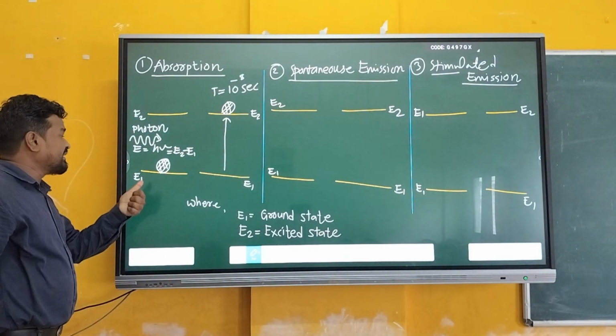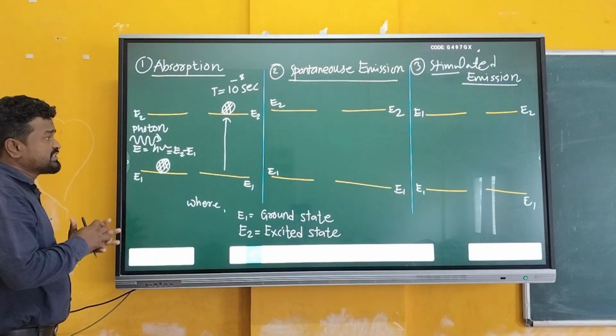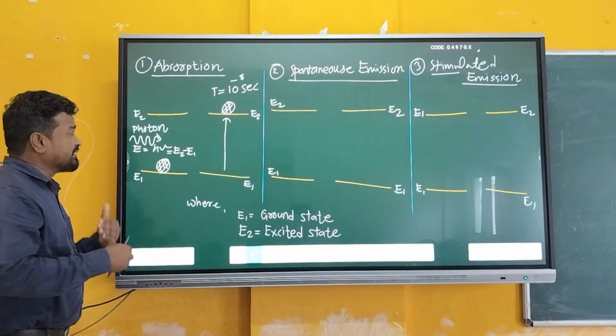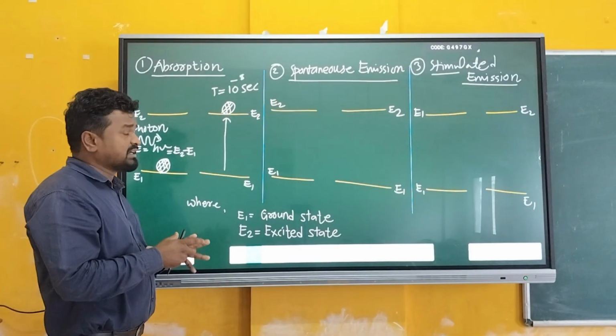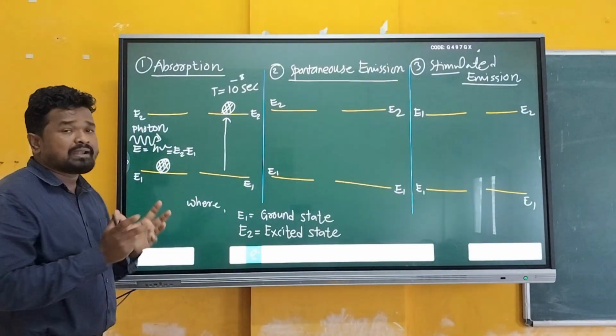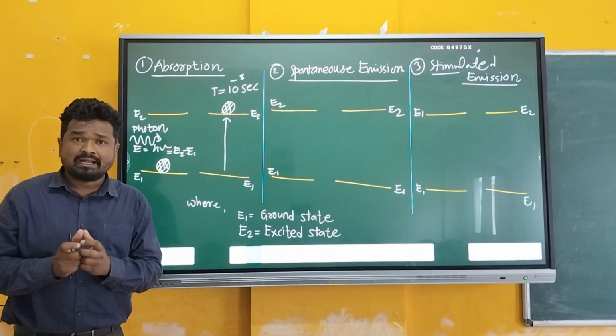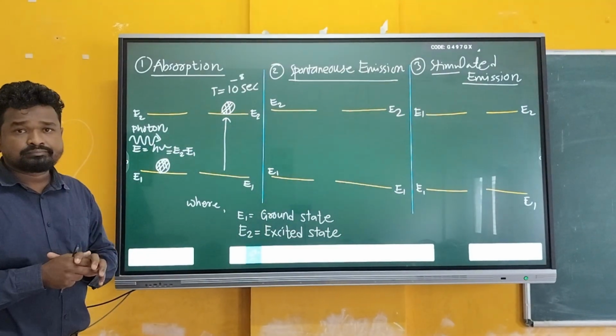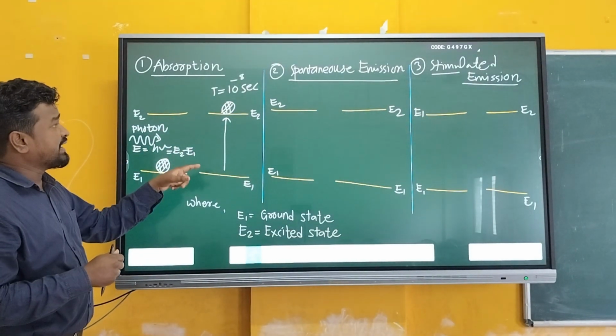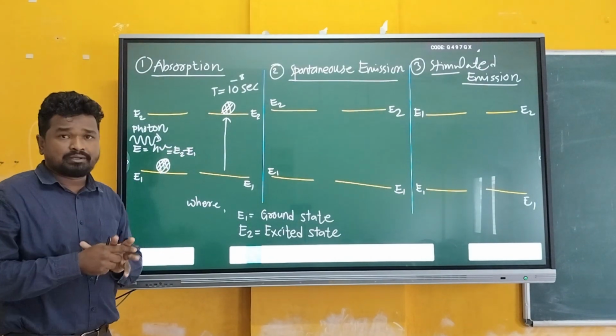So here the energy is absorbed. Initially the electron was at the ground state. The photon of energy E2 minus E1 is incident on it. The photon is absorbed and the electron goes to the excited state. In this case, the energy of an atom is increased. It got energy from the photon. Energy increased by E2 minus E1.